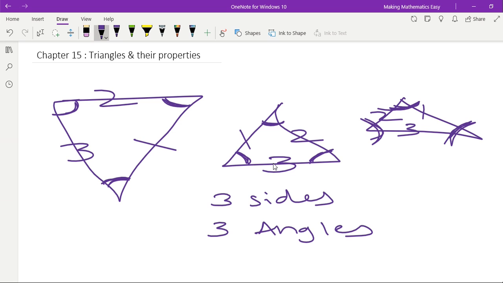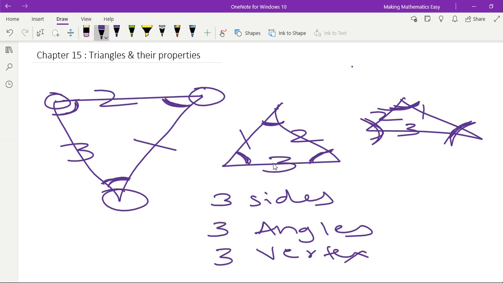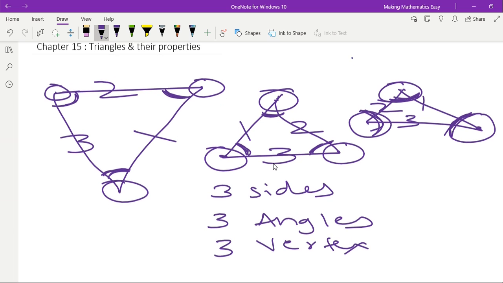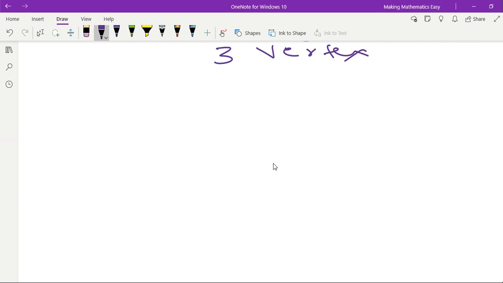Correct? And also there are three vertices in every triangle. Vertex means end points. So this is my first vertex, this is my second vertex, this is my third vertex. Over here, this is my first vertex, this point is my second vertex, this is my third vertex. Okay, I hope you have understood what a triangle looks like.